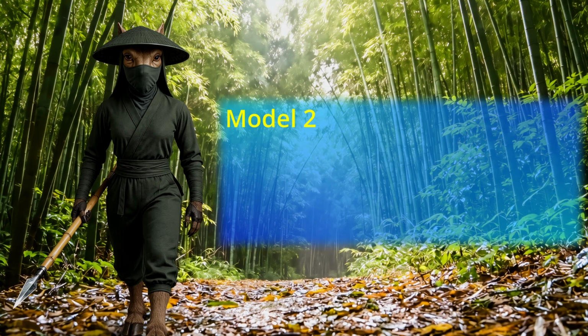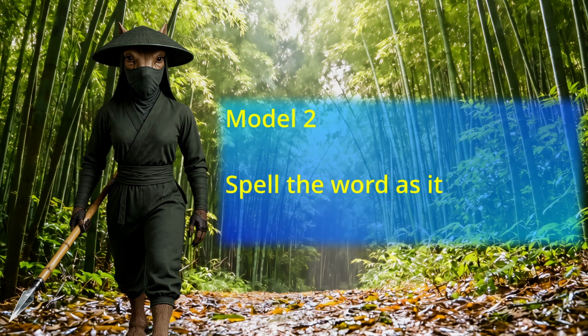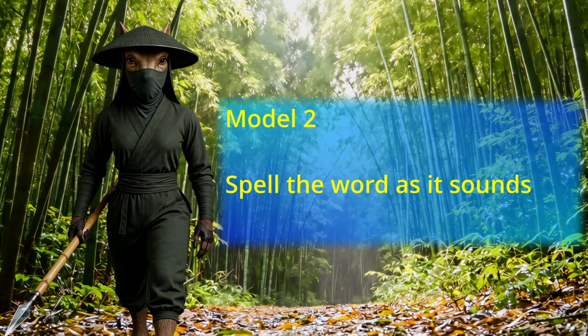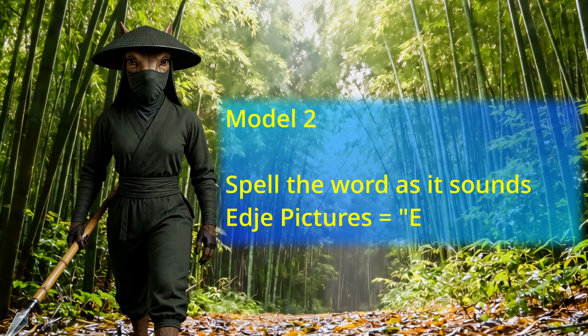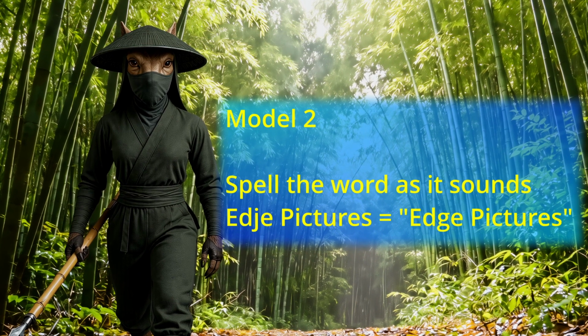With Model 2 voices, one way to correct the pronunciation is to write the word the way you want it to sound rather than using its correct spelling. For example, we might spell edge pictures as E-D-G-E pictures to prevent the voice from mispronouncing it.